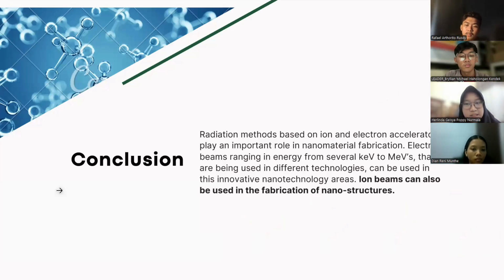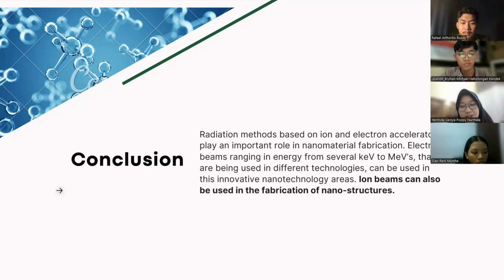Okay, all our explanation before leads to the conclusion that radiation methods based on ion and electron accelerators play an important role in nanomaterial fabrication. Electron beams ranging in energy from several kilo-electron volts to mega-electron volts, which are used in different technologies, can be used in these innovative nanotechnology areas also. And ion beams can be used in the fabrication of nanostructures.